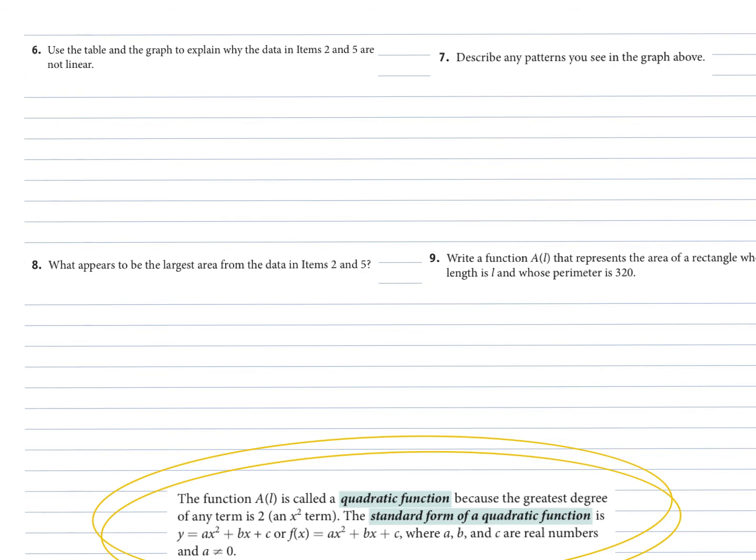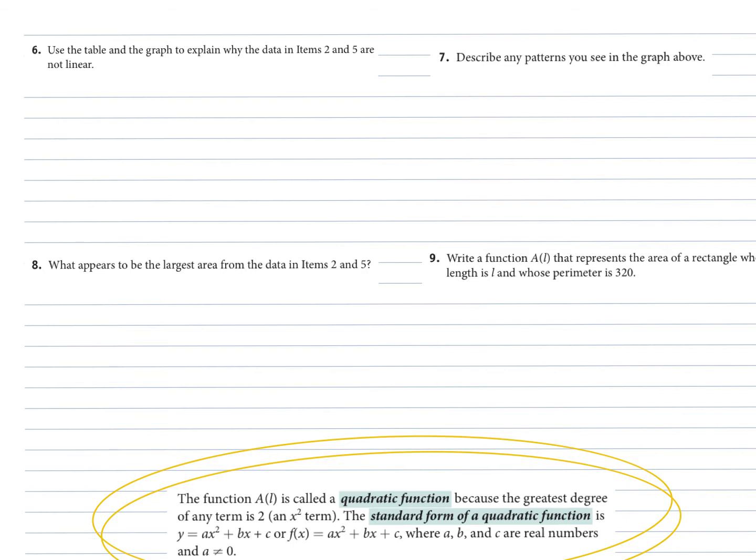Number 6 says, use the table and the graph to explain why the data in numbers 2 and 5 is not linear. So why is this not a linear relationship? Think back to what linear means. Have any ideas? Well, linear means there's a constant rate of change. Every time we go up a certain amount for our x value, the y value increases in that same increment. We also know the points have to lie on a straight line in order for it to be linear.